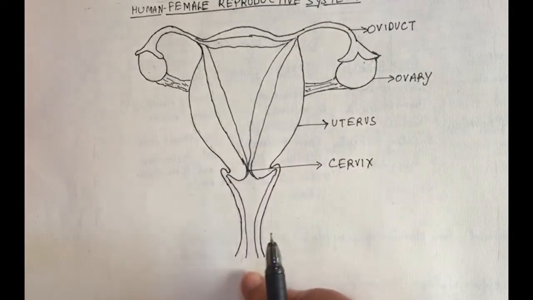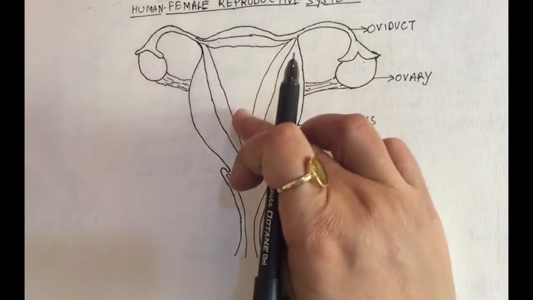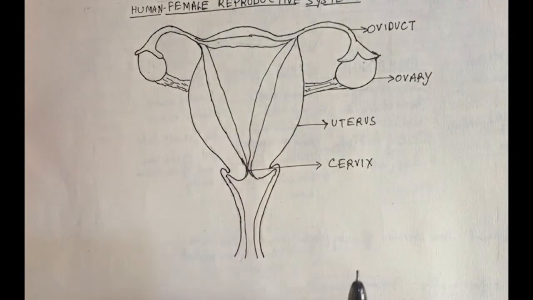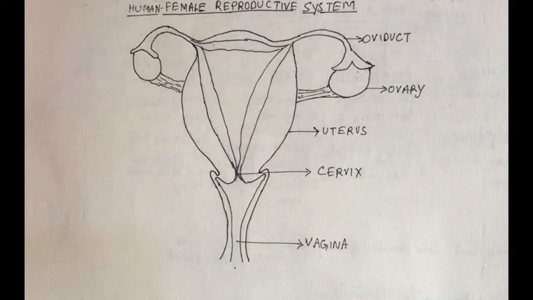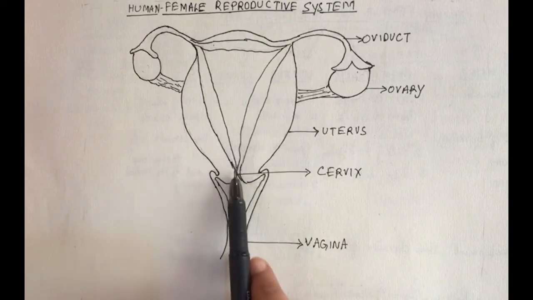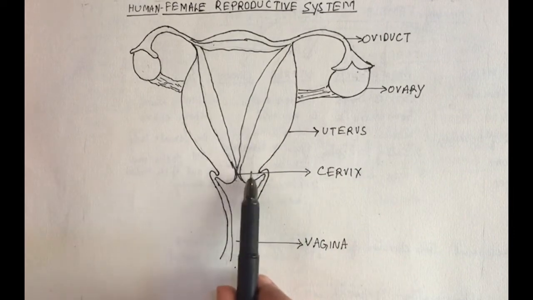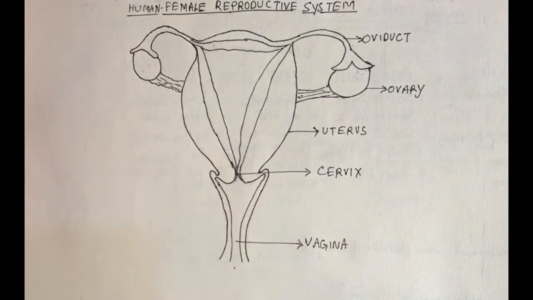Cervix is, if you see from here, then it is the starting of the uterus. If you see from here, it is the end of the uterus. This is the point where the uterus is starting. Okay, and you can see that the female reproductive system is a little tighter over here, right? Now this is vagina.